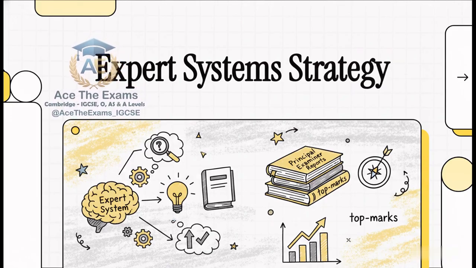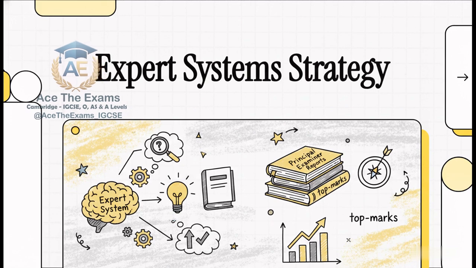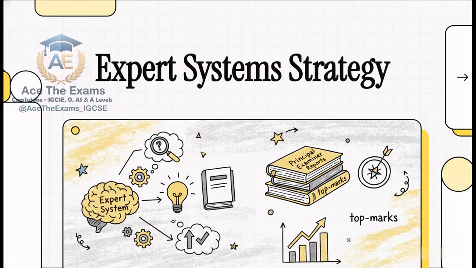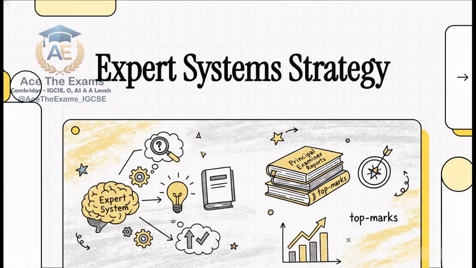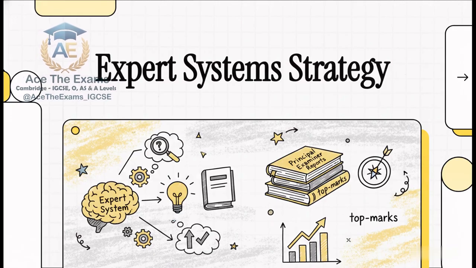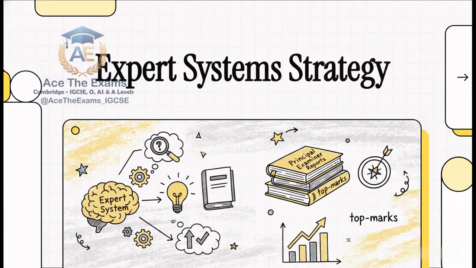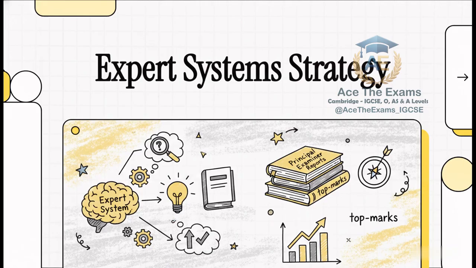A lot of students have a basic grasp of what an expert system is, but there is a massive, and I mean massive, difference between having basic knowledge and delivering the kind of gold standard, top mark evaluation that examiners are actually hunting for. Today, we're not just reading a textbook, we are transforming your approach by ripping open the examiner's own playbook. We've combed through years of principal examiner reports, and we're going to use their exact insights to build a rock-solid, foolproof exam strategy.